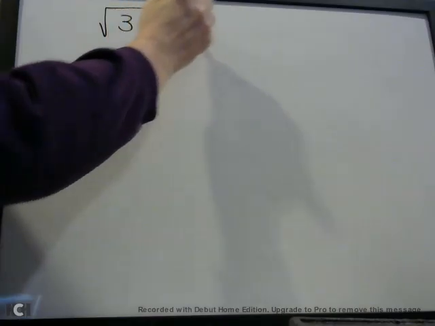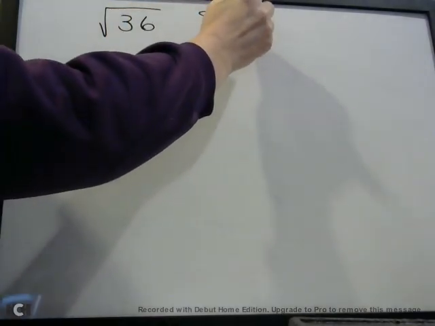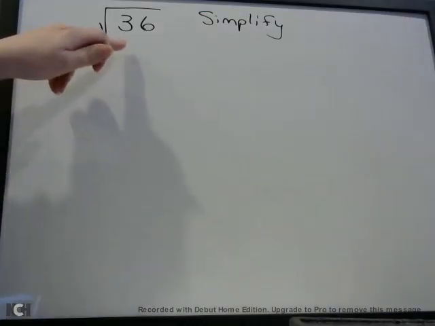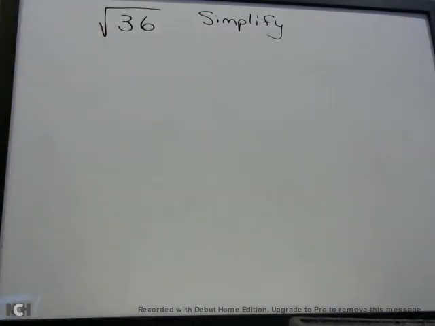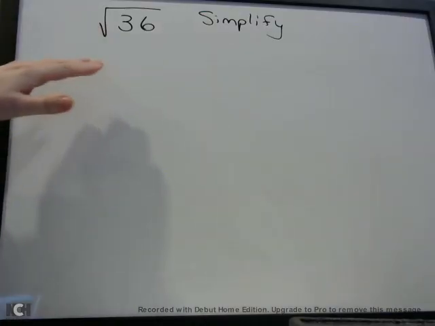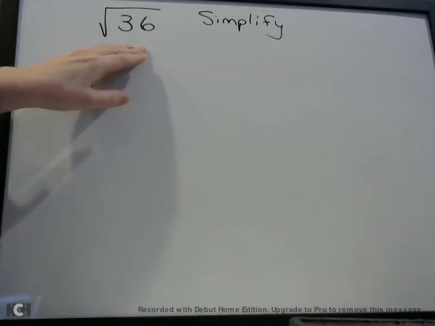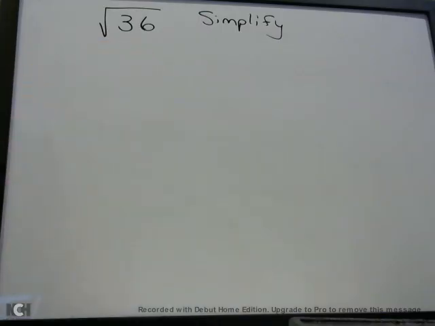So let's say you get a question that says simplify the square root of 36. Now, this is an easy question because we already know what the square root of 36 is. It's 6. But I'm going to show you the process, because then we're going to apply that to more complicated problems where we don't know the answer when we look at it.